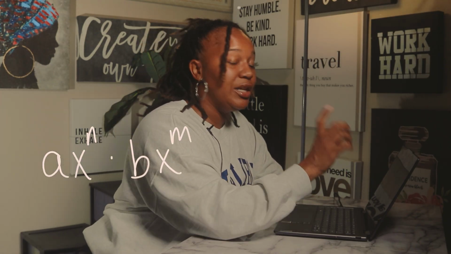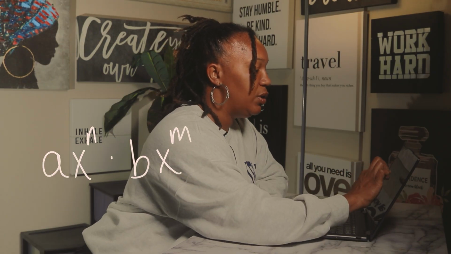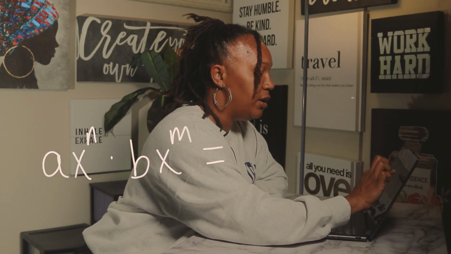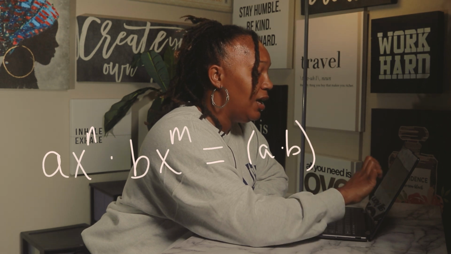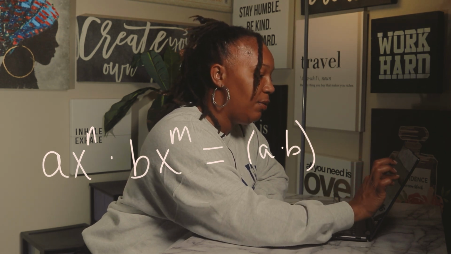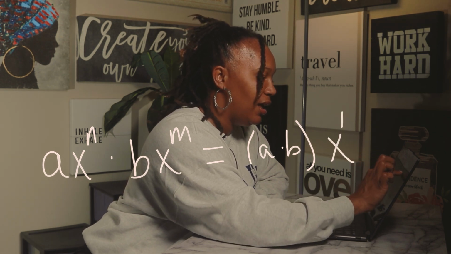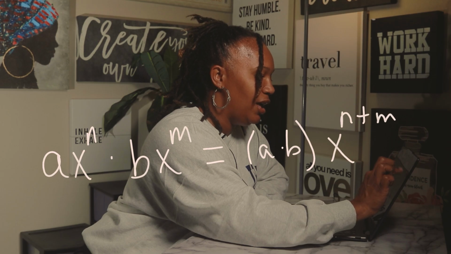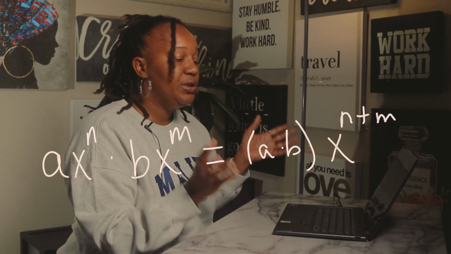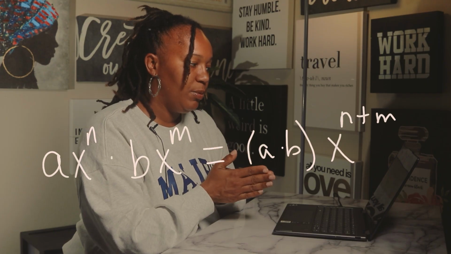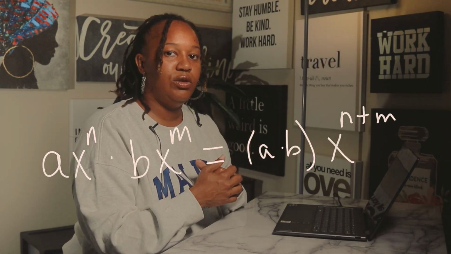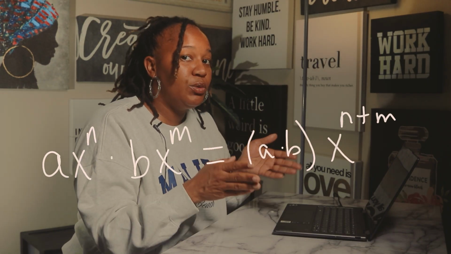So when you multiply two monomials, what you do is you multiply the numbers, the coefficients. So you'll multiply the a and the b, and then you combine the variables by adding the exponents. So you'll add the n and the m. So what you'll do is you'll multiply the a and the b, and you'll combine the variables by adding the exponents. So you'll add those two exponents together, okay? That's in general. Let's look at some examples to see how that looks.